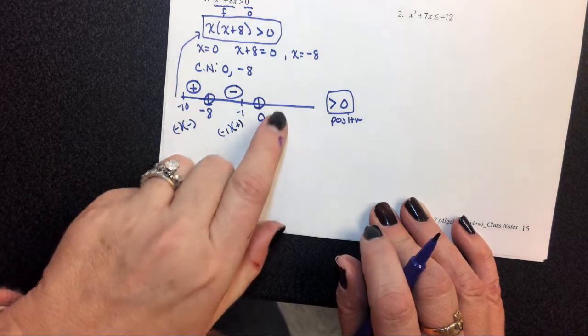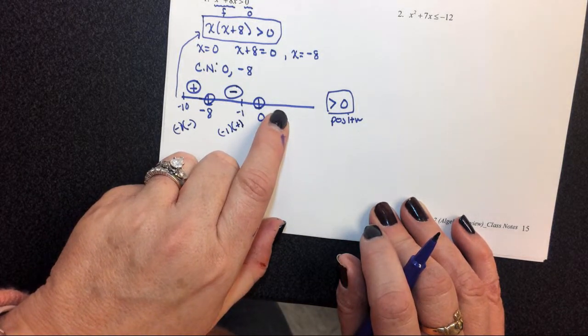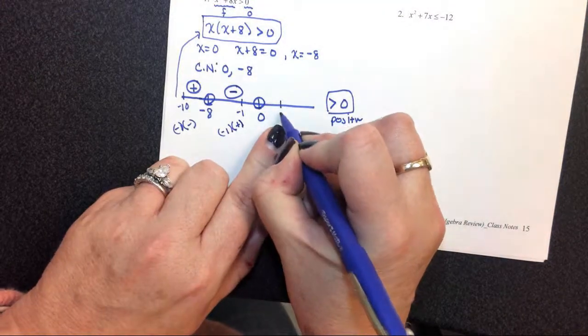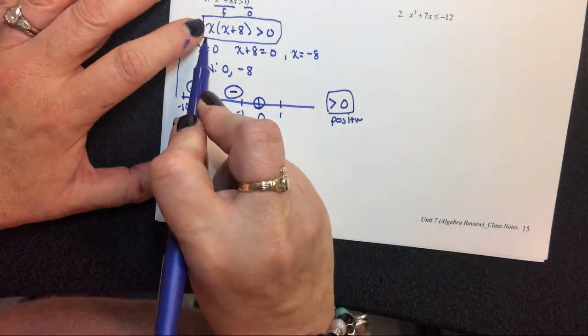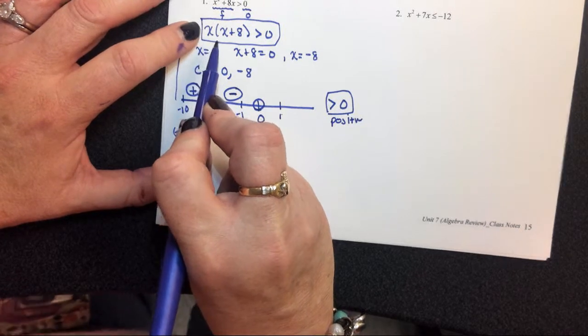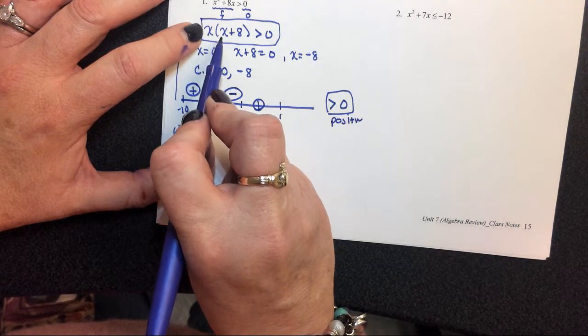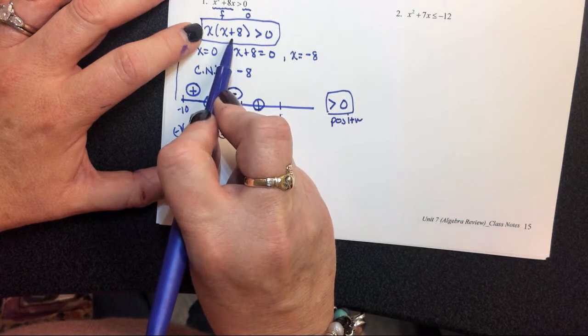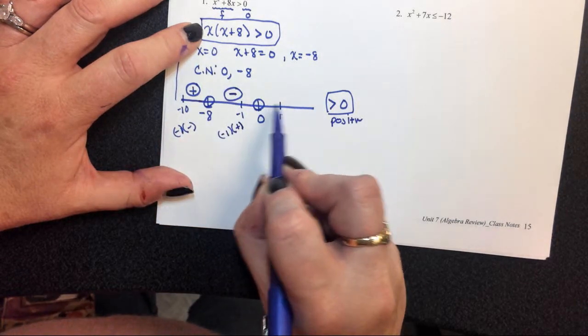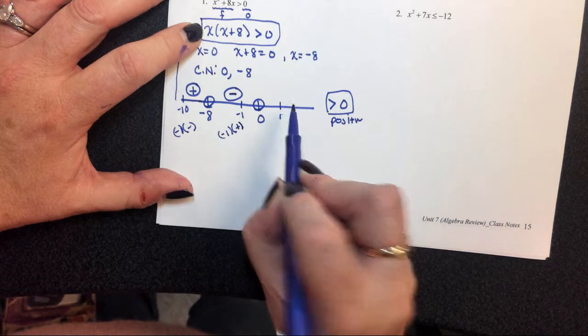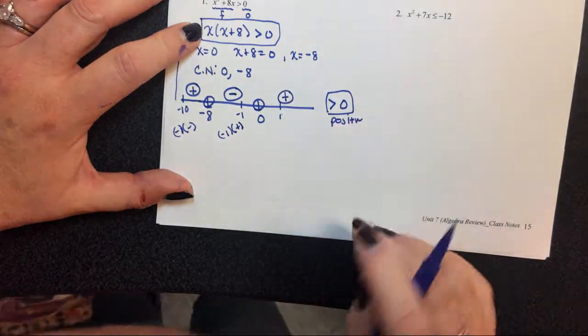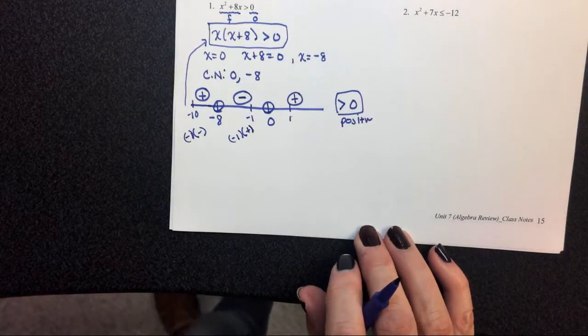Okay? Now let's look at a number greater than 0. Give me a number greater than 0. 6, 1, whatever you want. Zeros and ones are always easiest. So if I plug in, obviously, a positive 1 on the outside, 1 plus 8 would give me a what? Positive. So what's going to happen with all my numbers greater than 0? They're all going to be what? Positive. So that's the number line test.